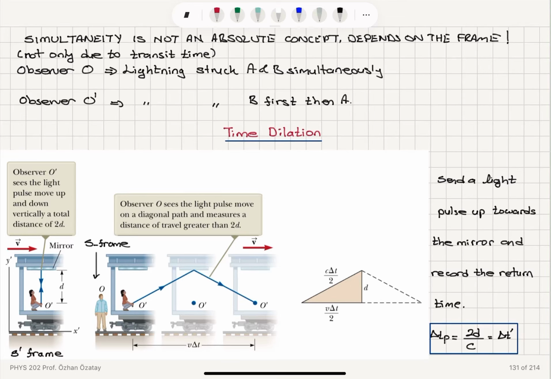In the last lecture, we have seen that an event that looks simultaneous in one inertial reference frame may not look simultaneous in another inertial reference frame. Now, we will talk about time dilation. This is another consequence of Einstein's postulate of constancy of the speed of light in all inertial reference frames.